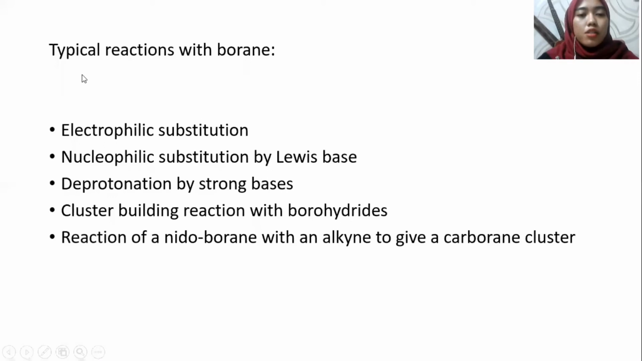So these are several types of reaction of boranes, which are electrophilic substitution, nucleophilic substitution by Lewis base, deprotonation by strong bases, then cluster building reaction with borohydrides, and reaction of nidoborane with an alkyne to give a carborane cluster.